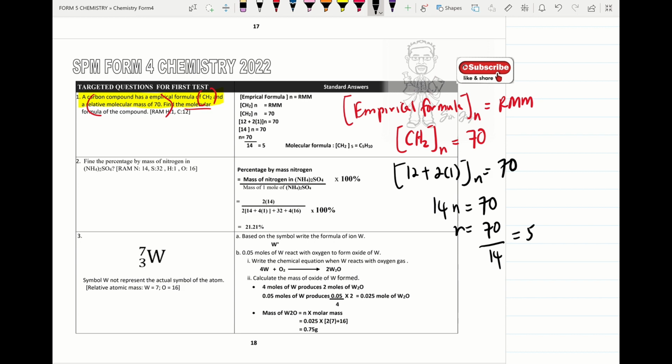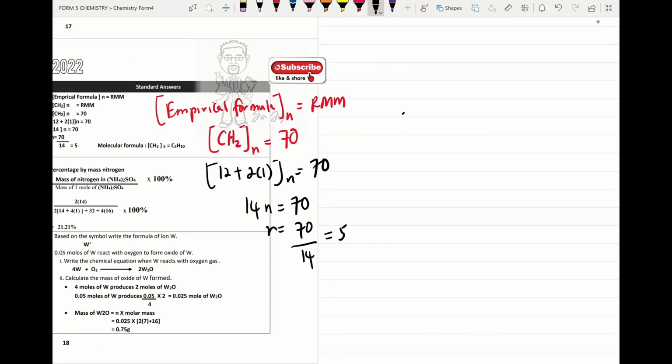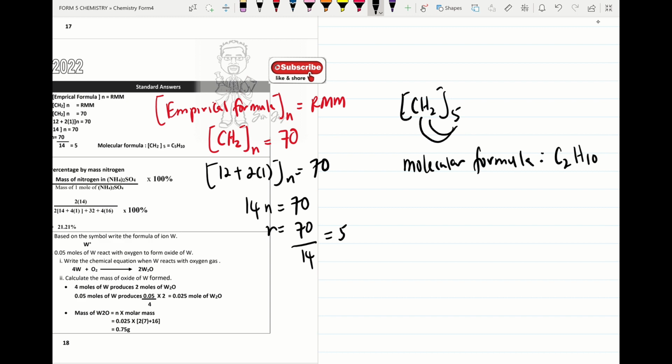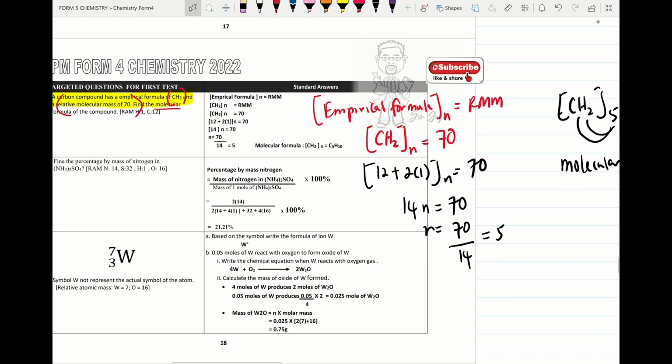Then we apply it in this formula. CH2, the n value is 5, so we multiply here, so the molecular formula will be C5H10, since 2 times 5 will be 10. So that's how we find the molecular formula.